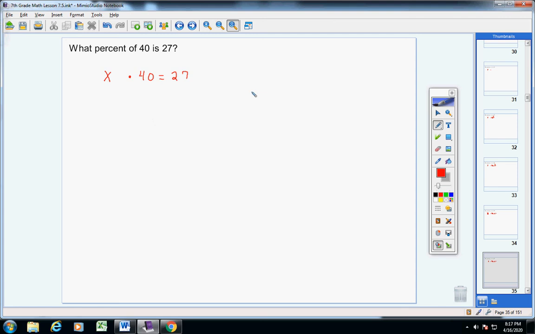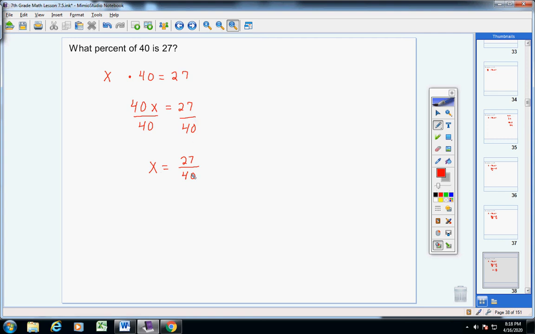Now, hopefully you know by now, guys, x times 40. Look, 2 times 3 is the same thing as what? 3 times 2, right? So x times 40 is the exact same thing as 40 times x. And 40 times x is just 40x. So 40x. Now we know how to solve this, don't we? We're going to divide both sides by 40. These will cancel, leaving you with x.